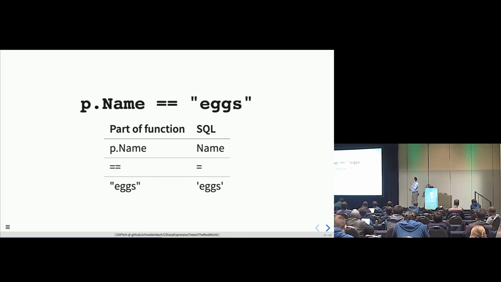We know that the left side, p.name, probably translates to a name column in SQL. We know that the double equals is also something that can be read from the binary expression, and that a double equals is a single equals in SQL, or at least the expression visitor does. And then, of course, the egg string constant gets passed in as a constant to our call to where. We don't have double quoted strings inside of SQL, so it just translates it to a single quote string.